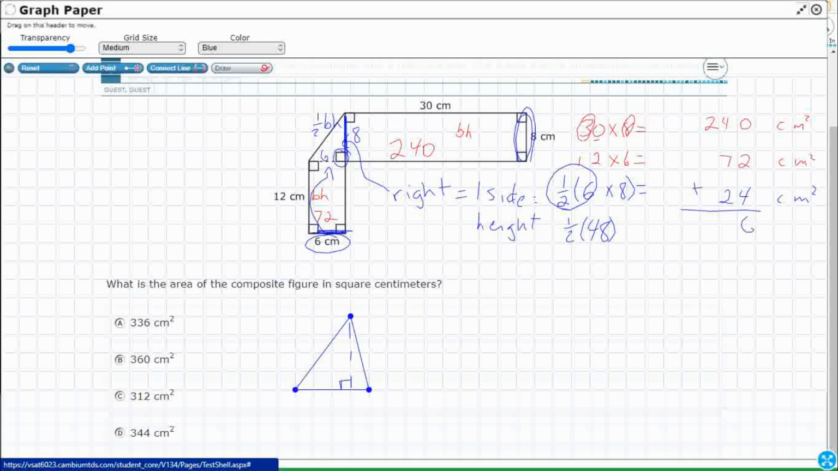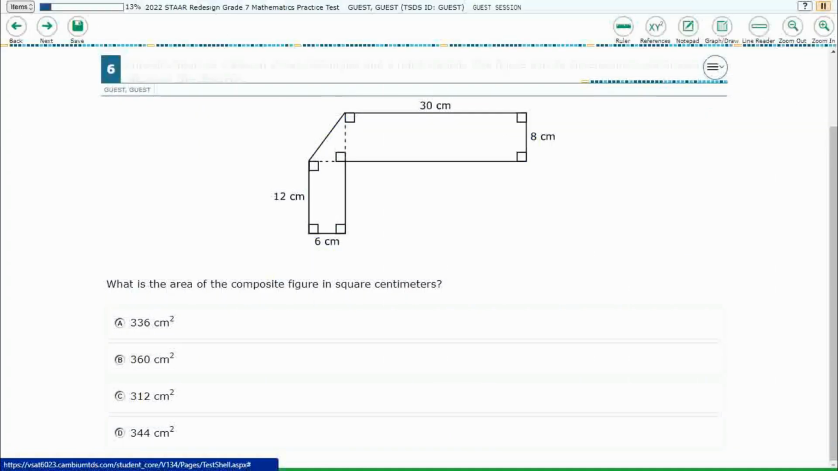So that's going to be 240 plus 72 plus 24, which is 336 square centimeters. The answer is A.